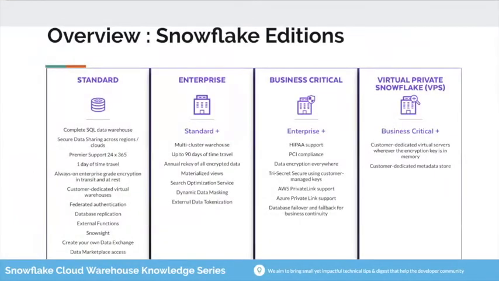So let's talk about the Snowflake edition. Snowflake comes in 4 flavors: standard, enterprise, business critical, and virtual private Snowflake, which is called VPS. Most of the features are available in standard edition. There are a couple of specific features which are supported in higher versions of Snowflake edition. For example, standard edition supports 24/7, one-day time travel, and many other things.